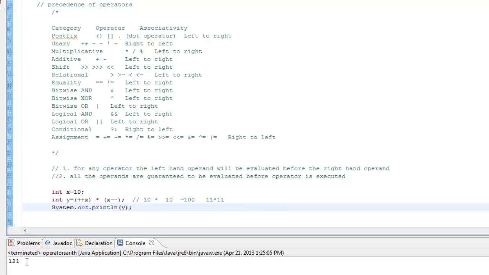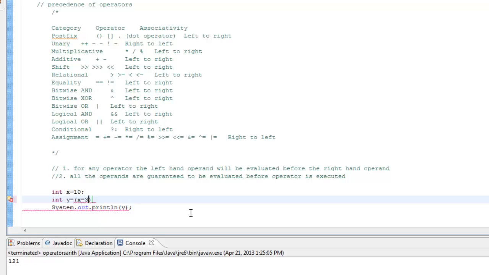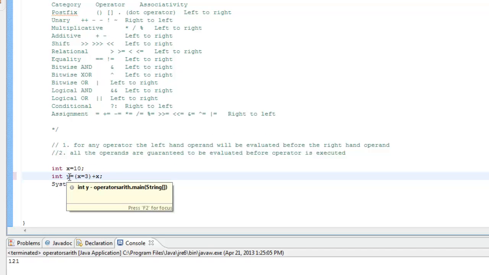So the result is 121 rather than 100. Now another way to get a better understanding of this is if I say int y is equal to x equal to 3 plus x. Now what comes for y and what comes for x? Now y will come out to be x equal to 3, so here it comes out to be 3, and then plus again x, which is 3, so it comes out to be 6 rather than 10 plus 3, which is 13.